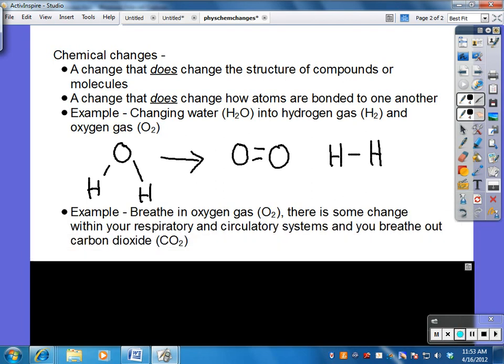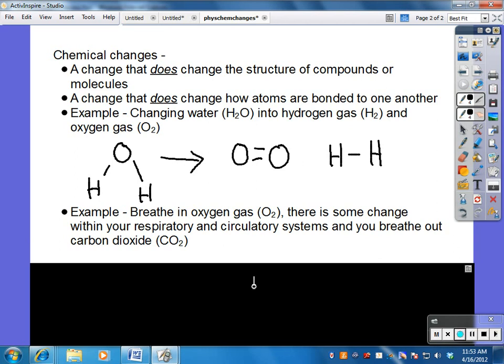Another example of that is if you breathe in oxygen gas from the atmosphere, there's some sort of change, and we're not going to go into the details of it, but it happens within your respiratory and circulatory systems, and you breathe out carbon dioxide. So there is a chemical change that the oxygen goes through. It combines with some carbon, obviously, that doesn't come from nowhere, and you end up with carbon dioxide in the end. The oxygen has changed into something new.